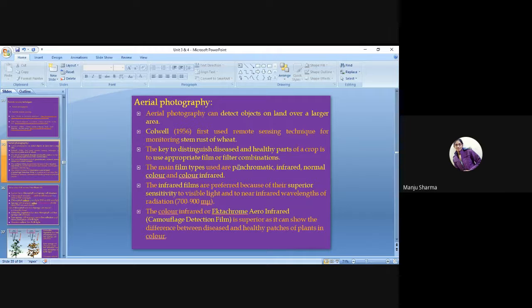The key to distinguish diseased and healthy parts of a crop is to use the appropriate film or filter combinations. The main film types used are panchromatic, infrared, normal color and red. The infrared films are preferred because of their superior sensitivity to visible light and to near infrared wavelength.